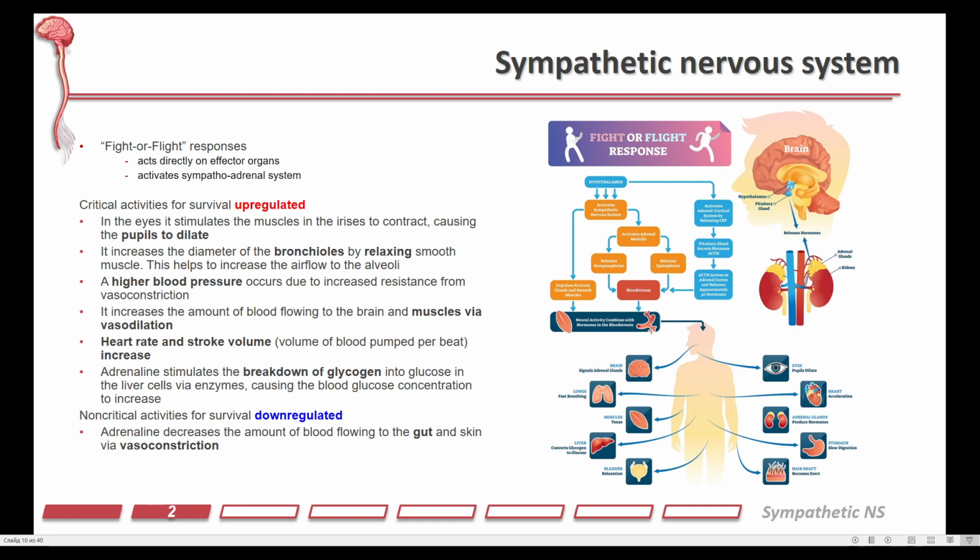And those non-critical activities for survival will be downregulated. One of the examples of such systems is the gastrointestinal system. Definitely you do not need the digestive system if you are in danger or a stressful situation. So here also you have a small summary over the organs which will be activated or whose activity will be suppressed.